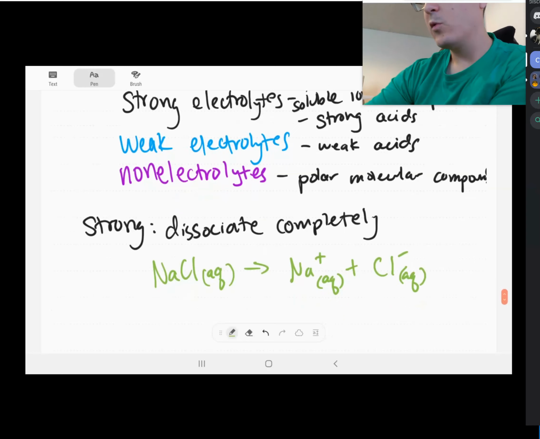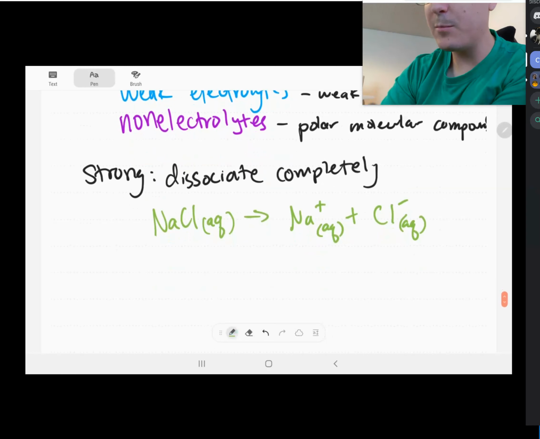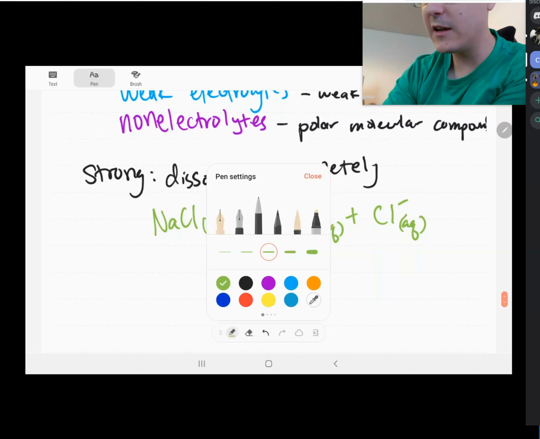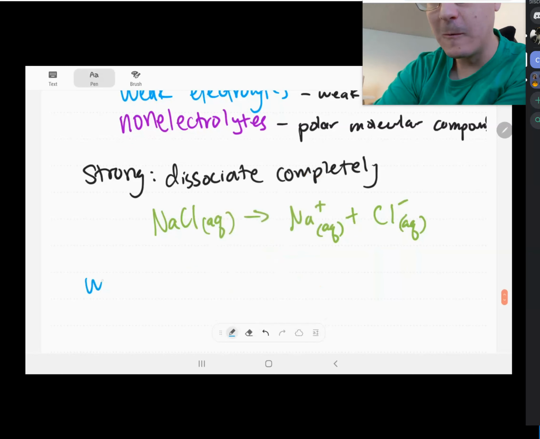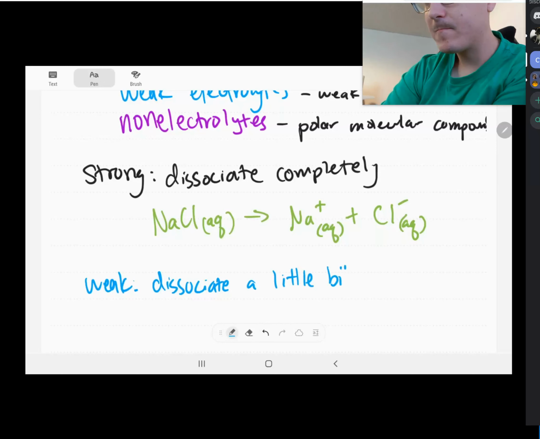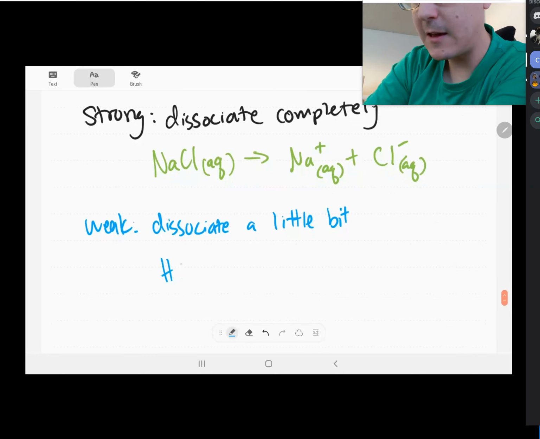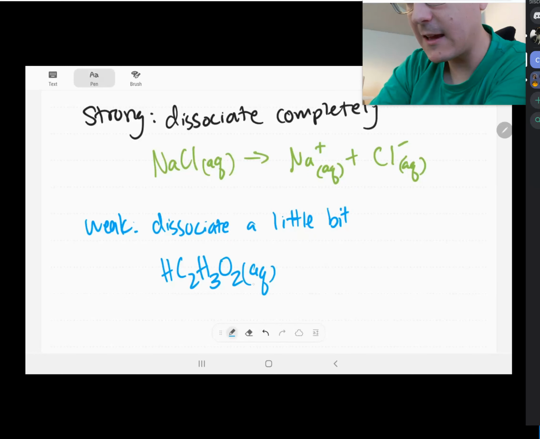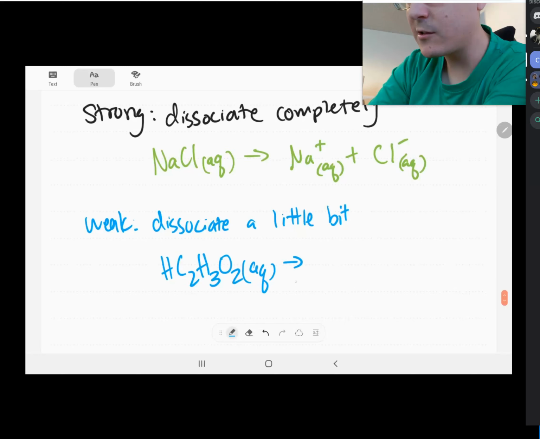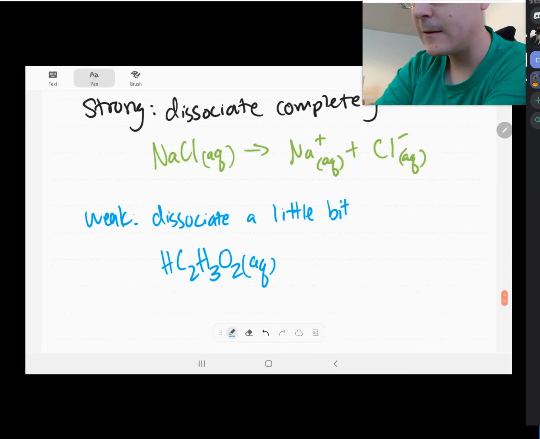Okay. Weak electrolyte. So, for example, a weak electrolyte, what color are we using for that? Blue. Dissociate a little bit. For example, acetic acid is actually, I'm going to use a special type of arrow here.